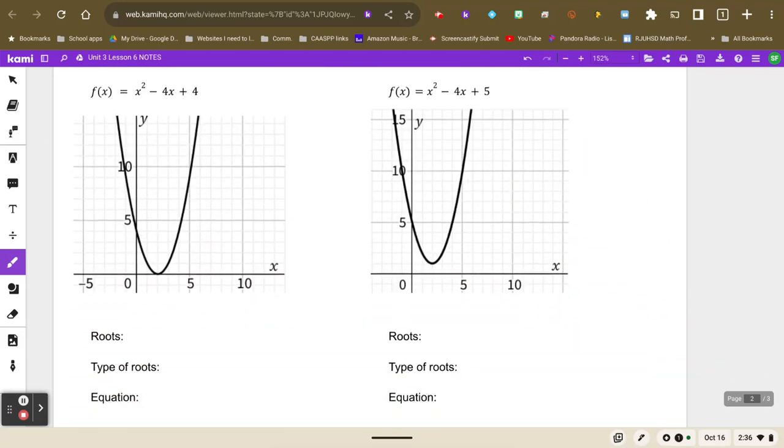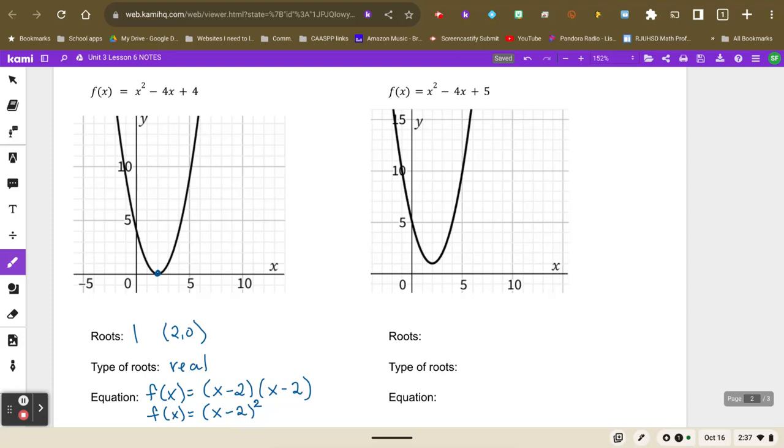Here we have our equation. It's only touching the x-axis in one place. So we're going to only have one root, and that's going to be at 2, 0. And it is a real one. Now the equation, again, there's nothing in front of x squared, so we got some easy ones. We're going to go x minus 2 because it was a +2. We could also write this one as x minus 2 squared because there were 2 of them.